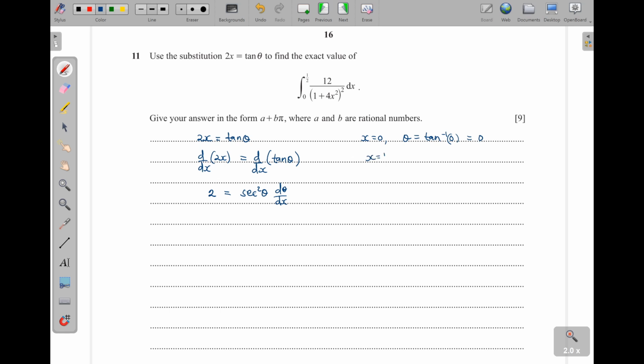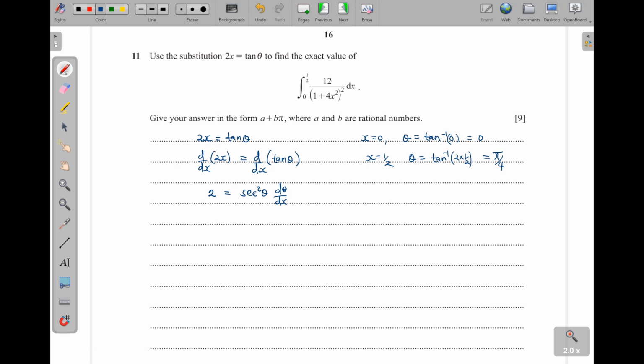If x is equal to a half, because these are the limits we are given, then theta is going to be the arctan of 2 times a half, which is 1. So that one will give us pi over 4. Okay, so that is that.